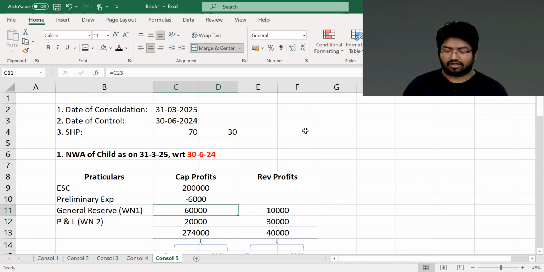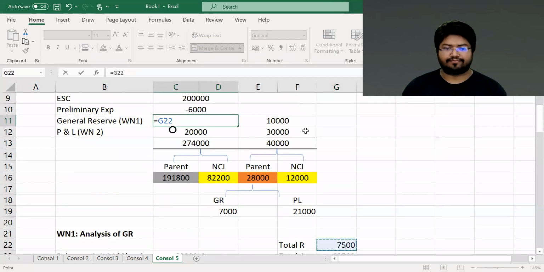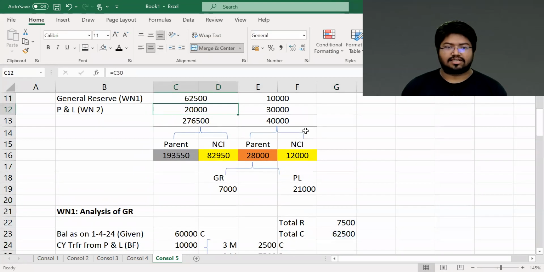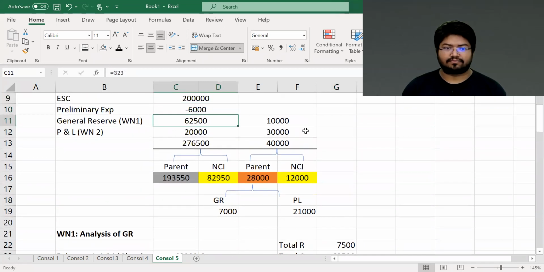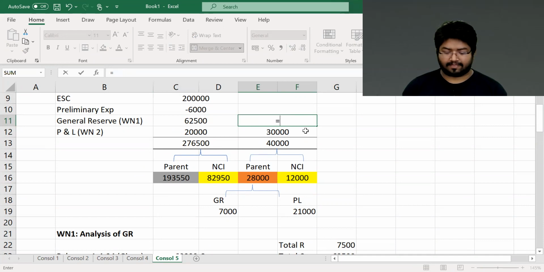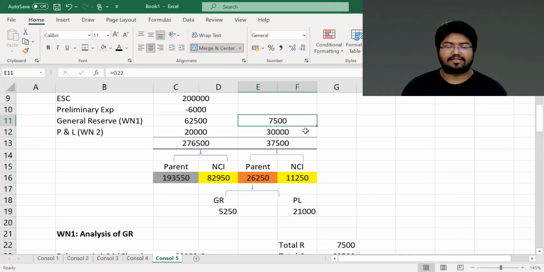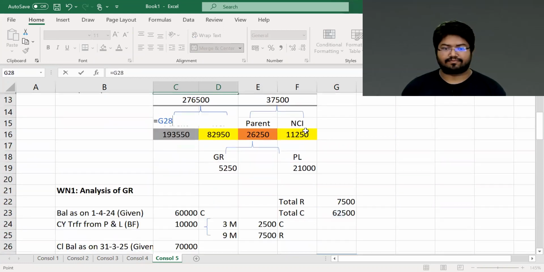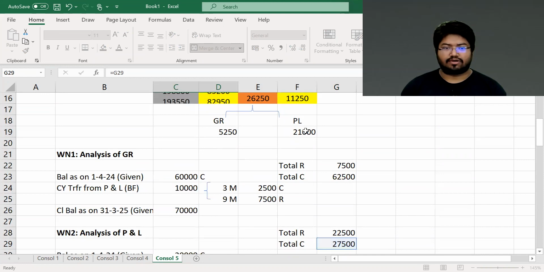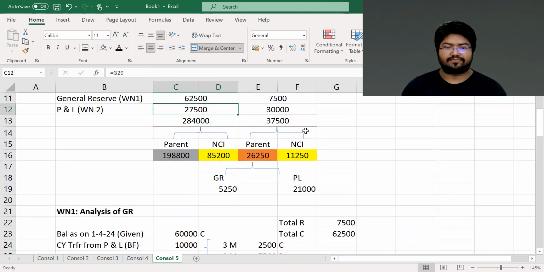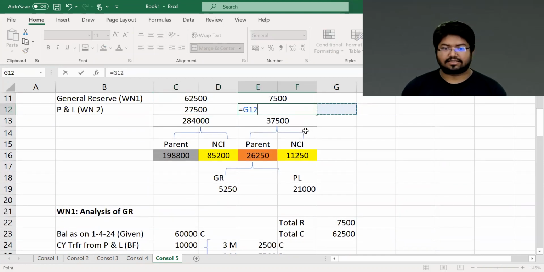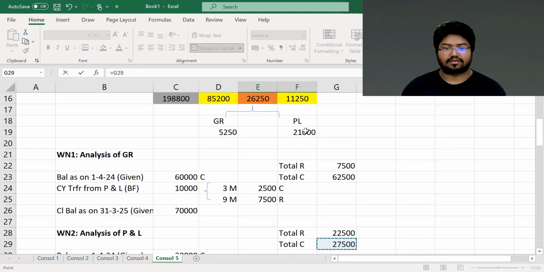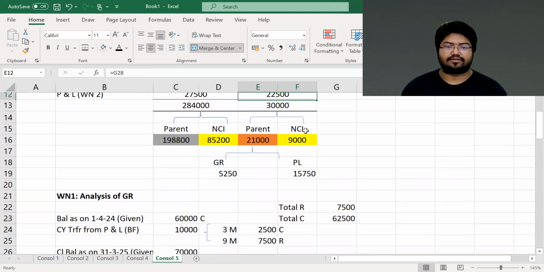So general reserve on C side is going to be 62,500. R side it is 7,500. P&L it is 27,500 on C side. R side it is 22,500.